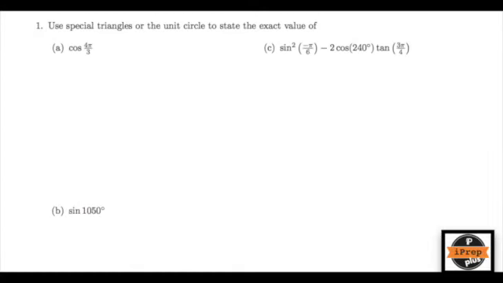Use special triangles or the unit circle to state the exact value of a. the cosine of 4 pi over 3, b. the sine of 1050 degrees, and c. the sine squared of negative pi over 6 minus 2 times the cosine of 240 degrees multiplied by the tangent of 3 pi over 4.